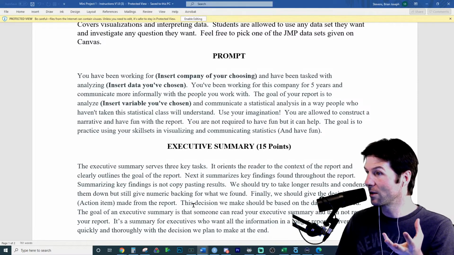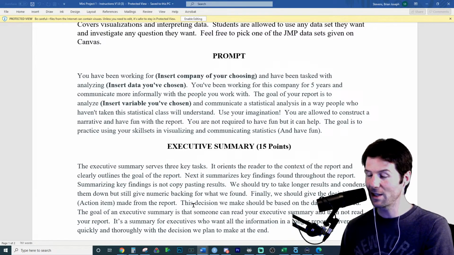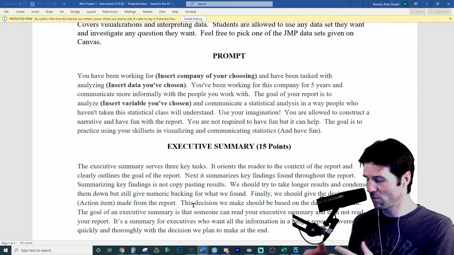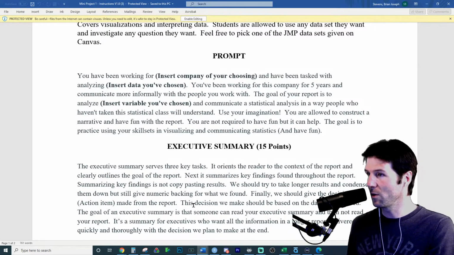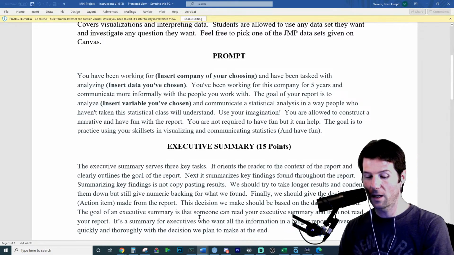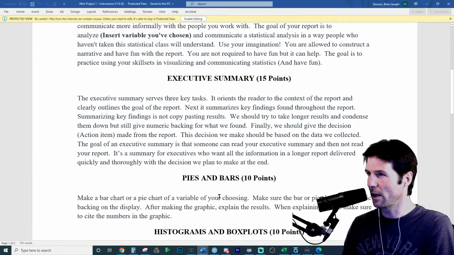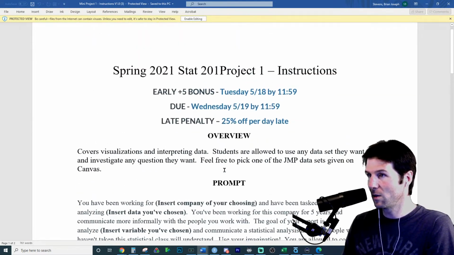Use your imagination. I've seen a lot of really great projects because I did ones previously like this, but it's your call on how you analyze the data, how you go through it. You just need to follow right here with an executive summary. We'll show more on that in a moment, but this is the whole prompt.